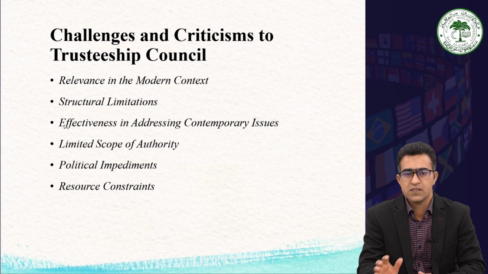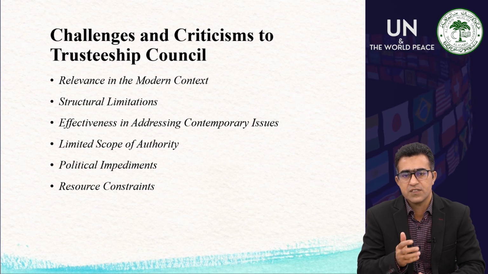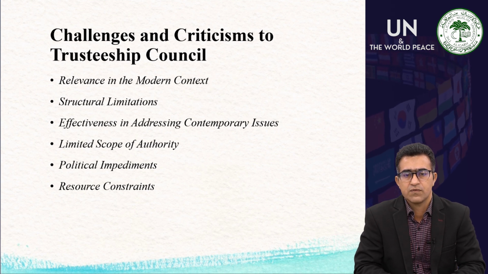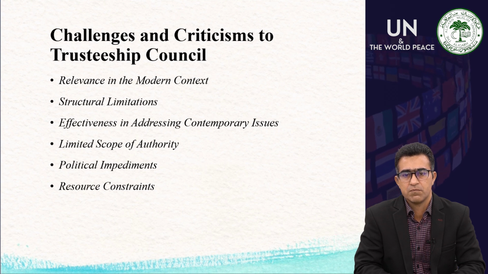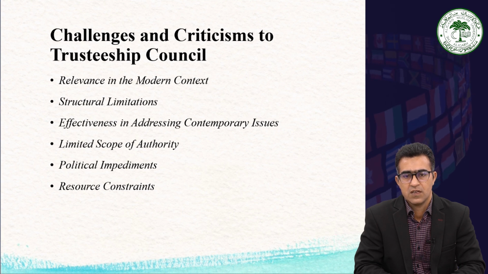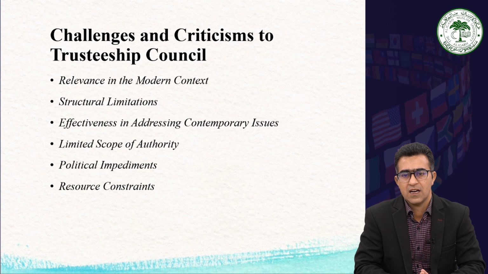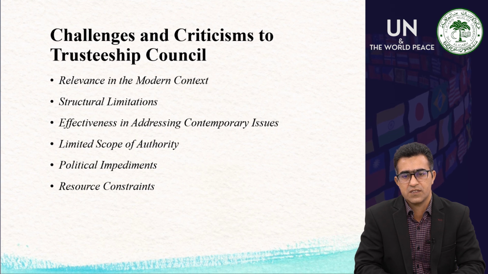Another criticism is about structural limitations. The structure of the Trusteeship Council, which includes five permanent members and a limited number of non-permanent members, has been criticized for its lack of representativeness. Therefore, some critics argue that the dominance of the permanent members, particularly the former administering powers, may skew decision making and undermine the interests of trust territories and small member states.